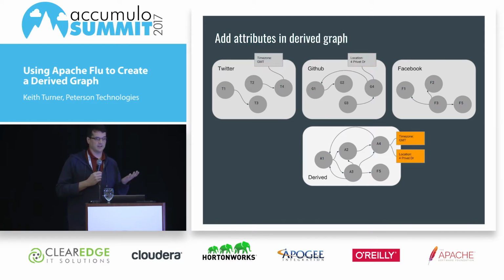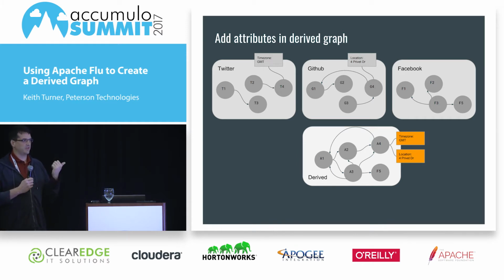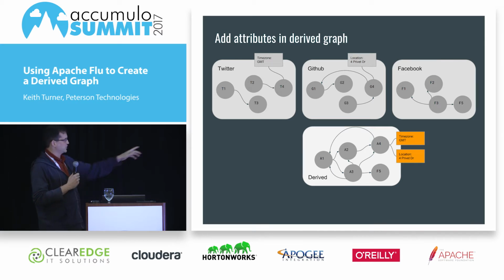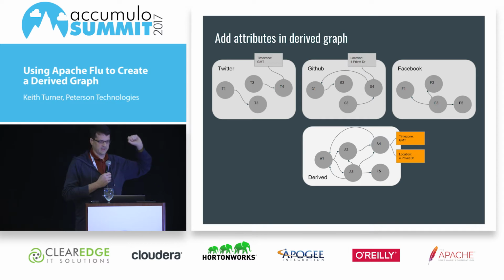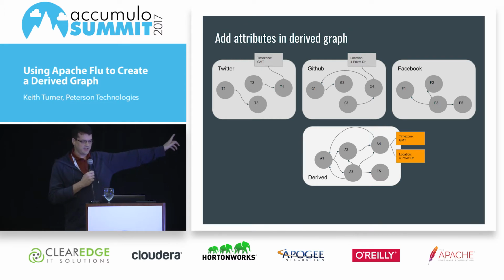Now also assume we have another analytics system that's going through. It could be looking at web pages again, and it's coming up with attributes about these nodes. For instance, for Twitter user T4, our analytics determine that seems to be time zone GMT. And then for GitHub user G4, we have a location of 4 Privet Drive. And anyone familiar with Harry Potter will know where that comes from. What we want to happen is we want those attributes in the raw graph to come down to the derived graph. So we had T4 and G4 actually alias to the same user, A4, so those attributes show up there.